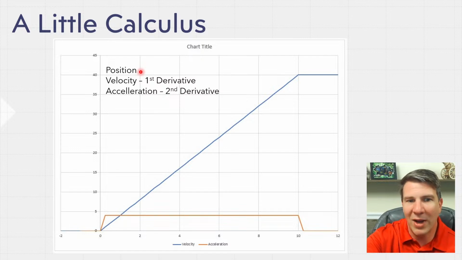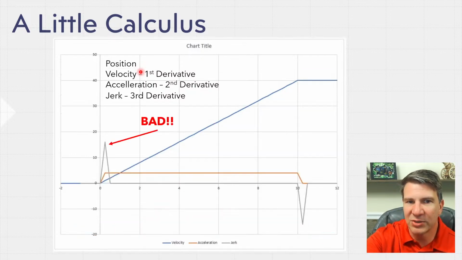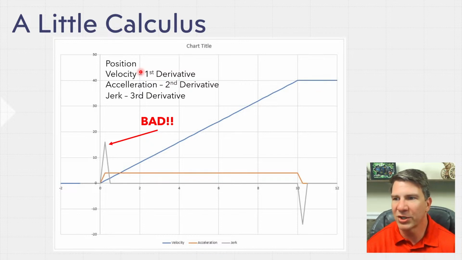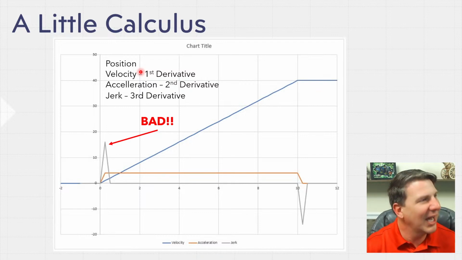So let's look at why that would not be a comfortable thing to endure. All right, it's because of the third derivative here, which is called jerk. And for once, we are not talking about me. You can laugh. It's okay.